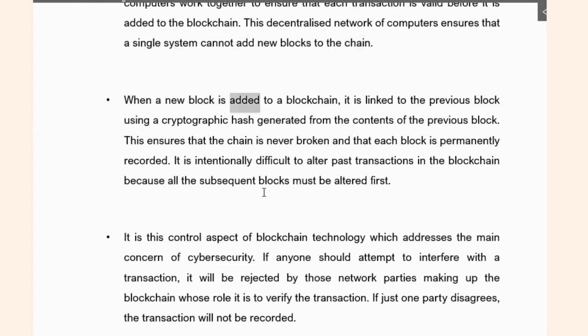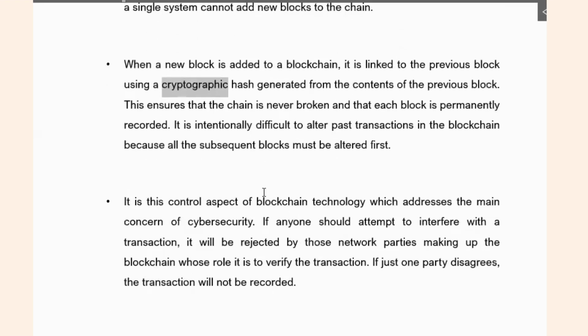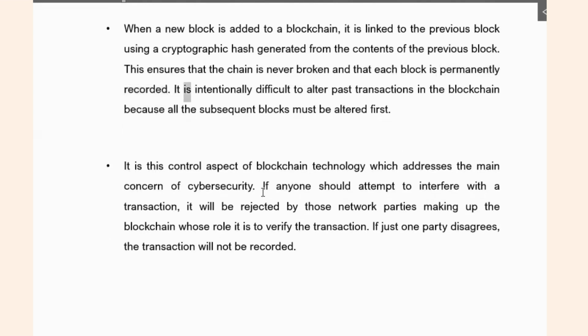When a new block is added to a blockchain, it is linked to the previous block using a cryptographic hash generated from the contents of the previous block. This ensures that the chain is never broken and that each block is permanently recorded. It is intentionally difficult to alter past transactions in the blockchain because all the subsequent blocks must be altered first.